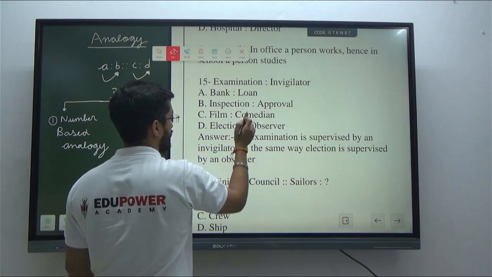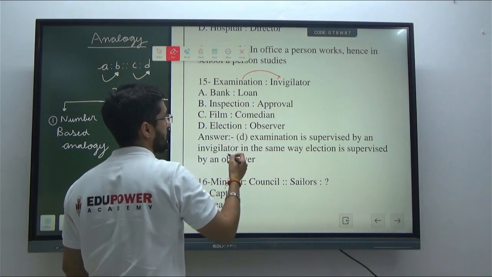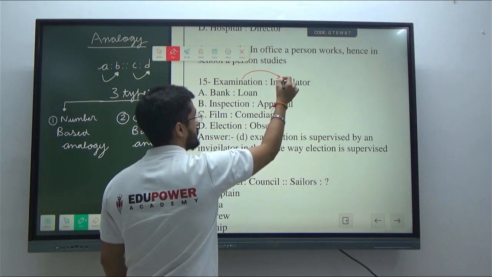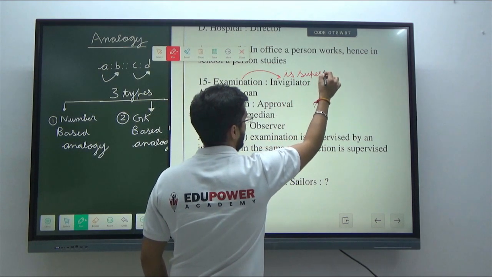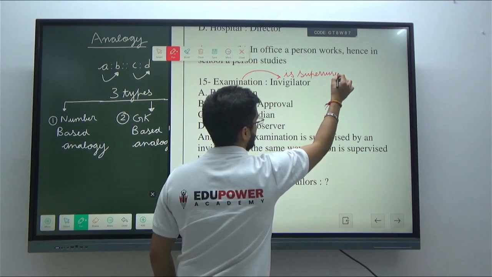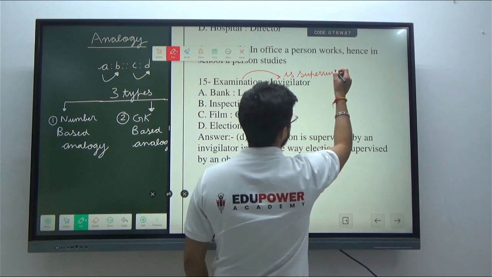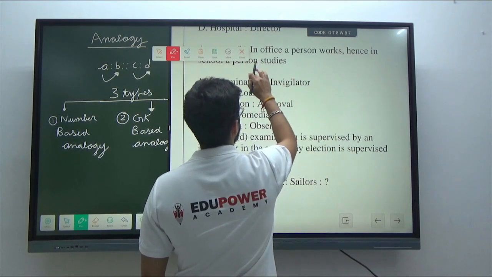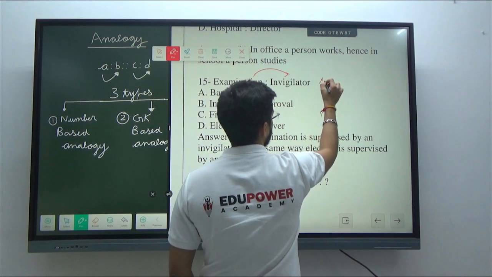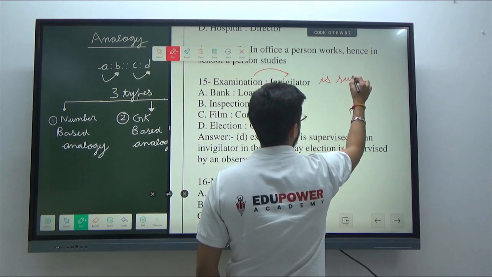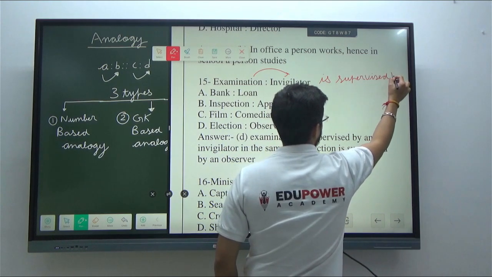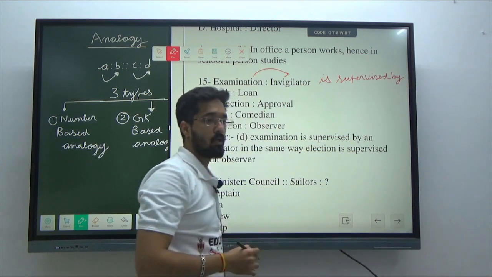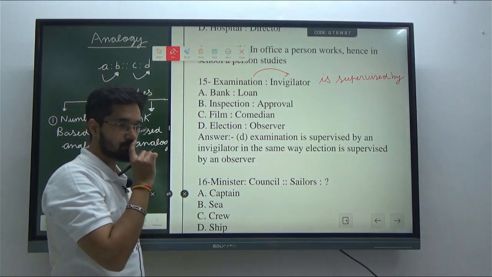Examination is to invigilator. So what we know is examination, what is the keyword? What is this relation between A and B? So examination is supervised by an invigilator, right. Examination is supervised by an invigilator.